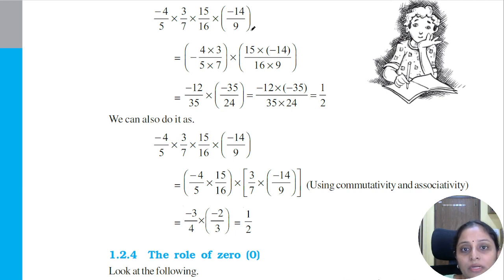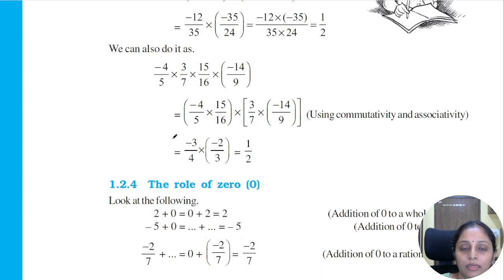So here in the first method, what they have done is taken them as it was given to them, right? They've taken these two at a time and these two at a time, and then found out this 4 into 3 minus 12, and then 5 into 7 is 35, and so on. Whereas instead what they have done here is they have used the commutative and associative property. That is, they have taken this term to the second place, that is minus 4 by 5 into 15 by 16, and group them using associative property. 3 by 7 into minus 14 by 9, again group them using associative property.